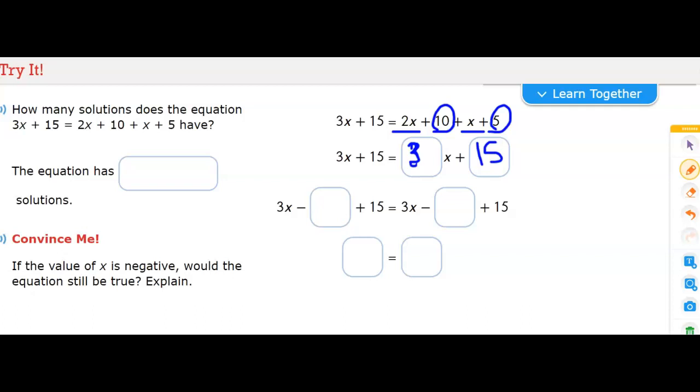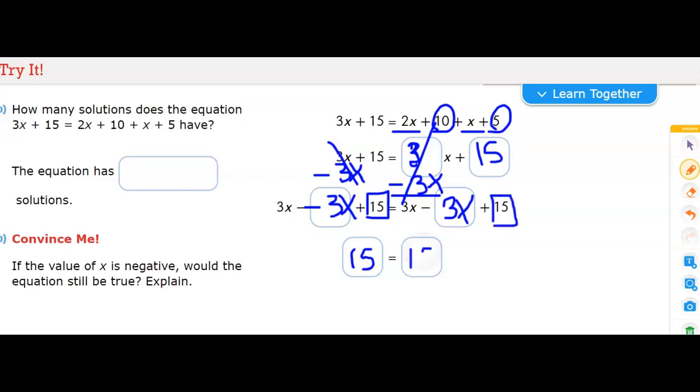So we're going to move over our 3x, or 3 times x, on both sides. So we're going to subtract. That's the inverse of the addition. So this cancels out. Oh, they want you to write it here. So that's 3 times x. This is 3 times x. But they cancel out, and coincidentally, these also cancel out. So we're left with 15 on this side and 15 on this side.